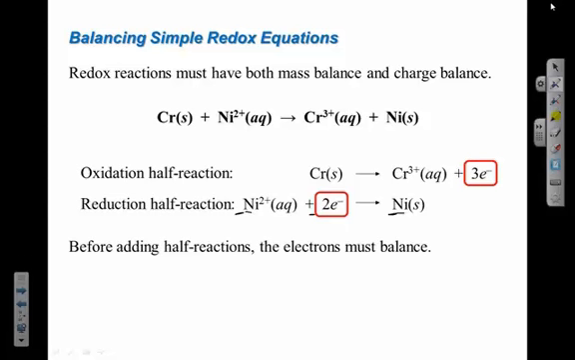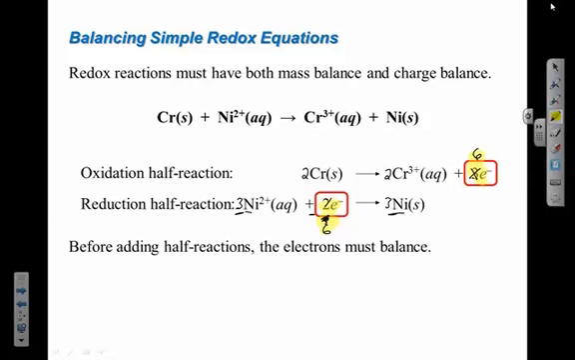So if I need to get equal number of electrons given away as I have received, the lowest common multiple of those will be 6. So I need to multiply everything here by 2. 2 times 3 is going to be 6. And I need to multiply everything here by 3. 3 times 2 is 6. Now I have 6 electrons given away and 6 accepted. Now they're equal.